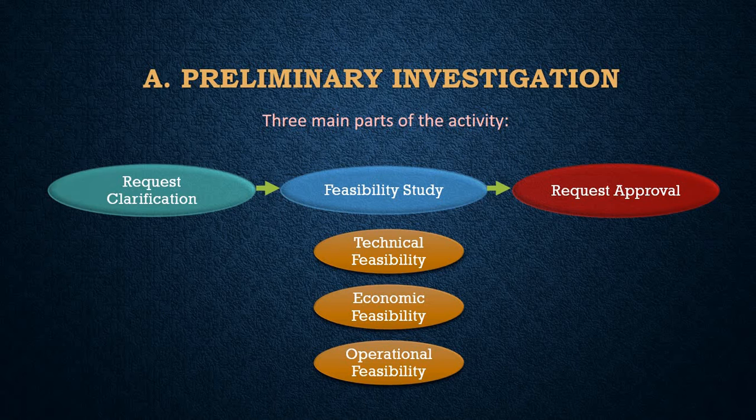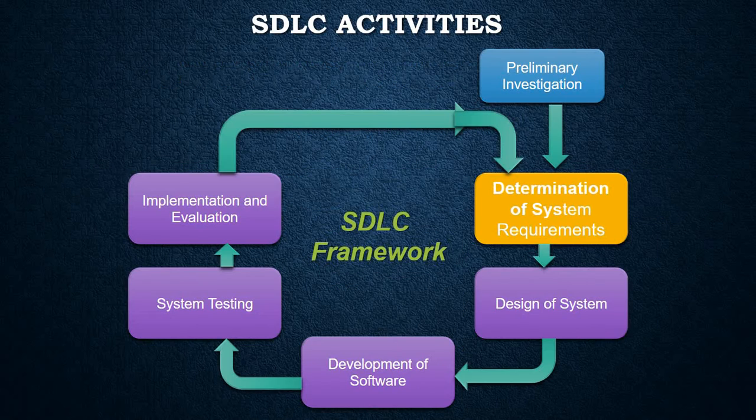The last activity of preliminary investigation is request approval, which finally suggests whether the project request is feasible or not. If it is feasible, we can proceed further with the development of software, otherwise not. After preliminary investigation, the second stage of SDLC is determination of system requirements.